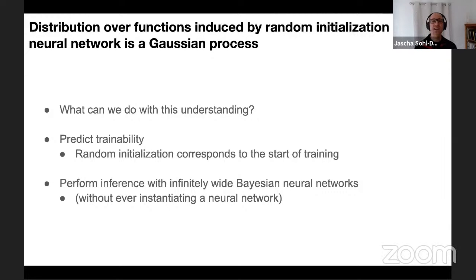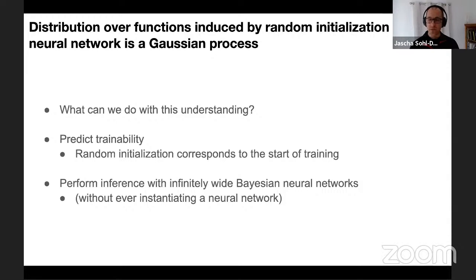So now that we have a closed form analytic expression for the distribution over functions computed by a randomly initialized wide neural network, what can we do with this new understanding? So first, we can observe that network initialization just corresponds to the very beginning of neural network training. So if we can understand the properties of the neural network at initialization, it should allow us to make strong predictions about whether the network will be trainable.